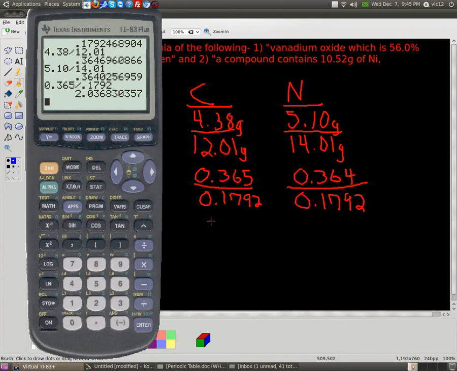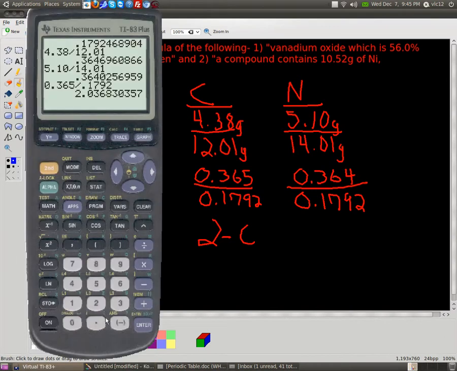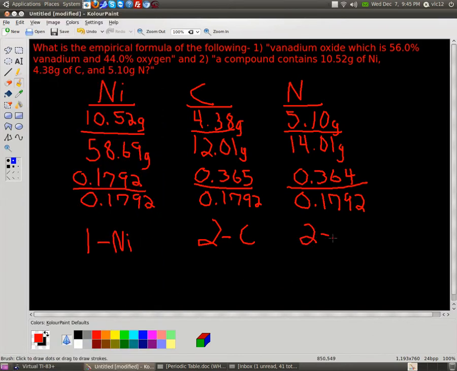And that's really close to being the number 2. So this is 2 carbons here. And that's going to be the same thing, the same result here for the 0.364. I divide it by the 0.1792. I end up getting 2 as well. So this is also 2 nitrogens. So the formula that I get here is basically NiC2N2.